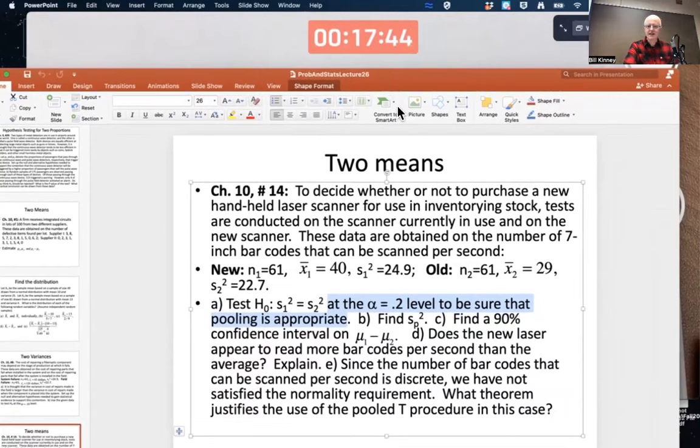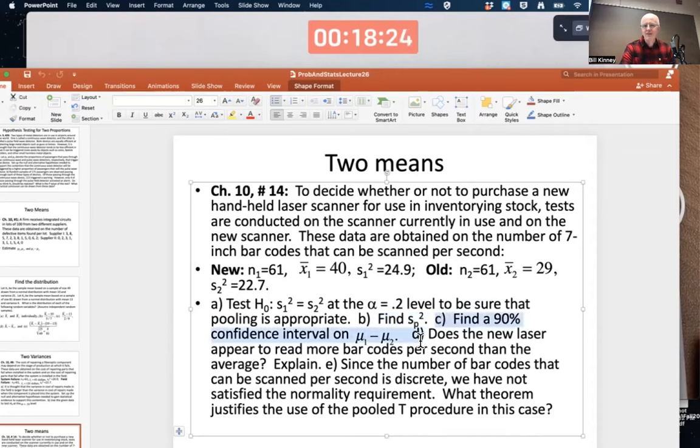What do the rest of the directions say to do? Part B says to find, what's this? S_p squared? What's that? That's called the pooled variance. Remember we had a pooled proportion? I didn't test you on it when we compared proportions in chapter 9, but I talked briefly in class about a pooled proportion. In chapter 10, there's a pooled variance. That's what the P stands for here. So many P's in this class. Probability, population, parameter, proportion. Pooled. Okay, that P stands for pooled.